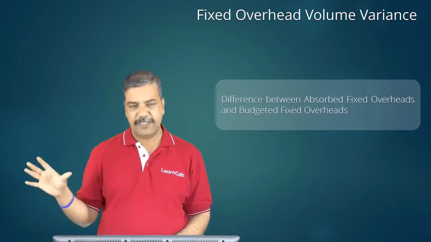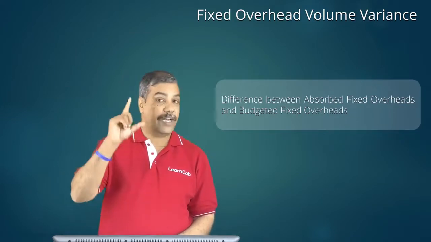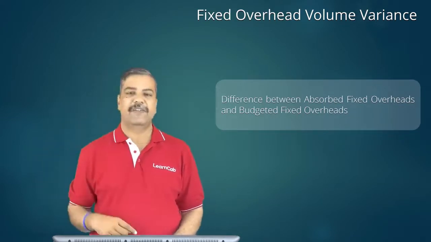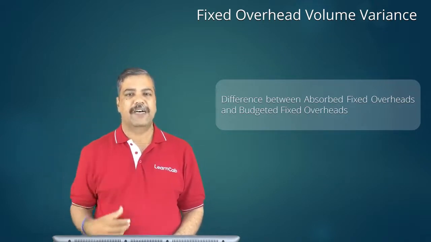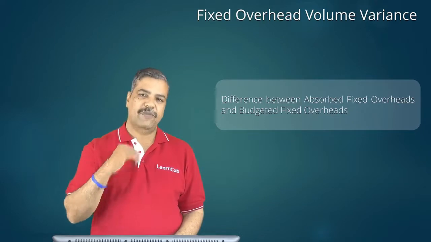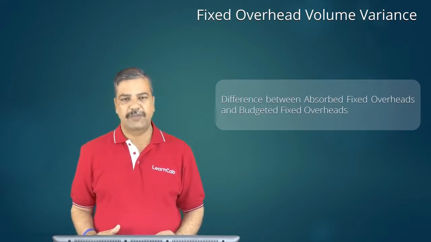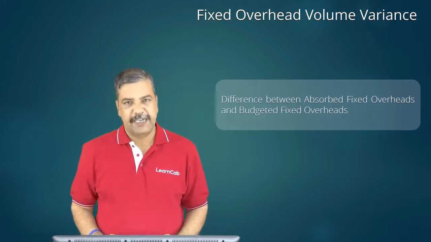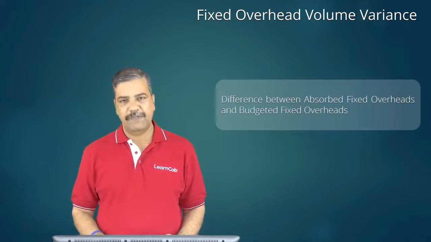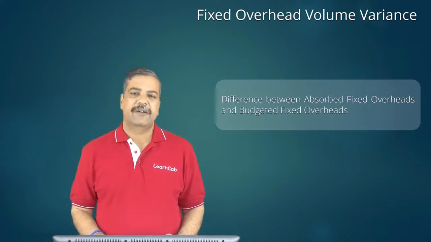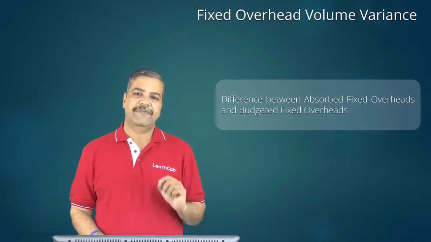So that difference you need to compare with your budget, not with actuals. If you compare with actuals, it will go to the first point we discussed. So when we compare it with budget, it leads to our volume variance. So what is volume variance? In simple terms, it's the difference between your absorbed fixed overheads and your budgeted fixed overheads.